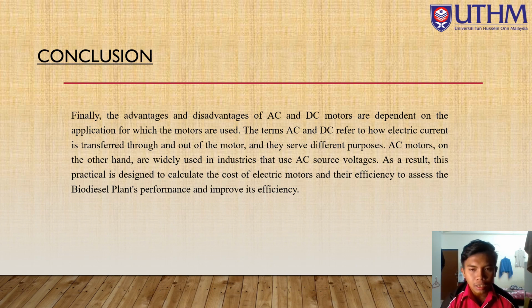The terms AC and DC refer to how electric current is transferred through and out of the motor, and they serve different purposes. AC motors, on the other hand, are widely used in industry that uses an AC source voltage. As a result, this practical is designed to calculate the cost of electric motors and their efficiency to assess the biodiesel plant performance and improve its efficiency.